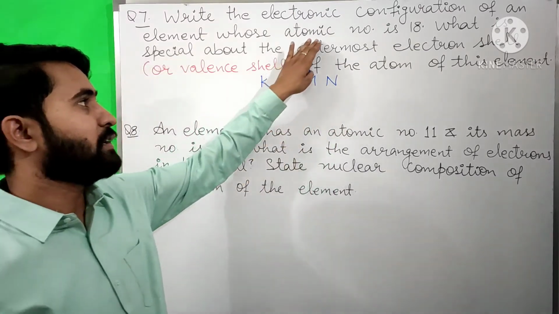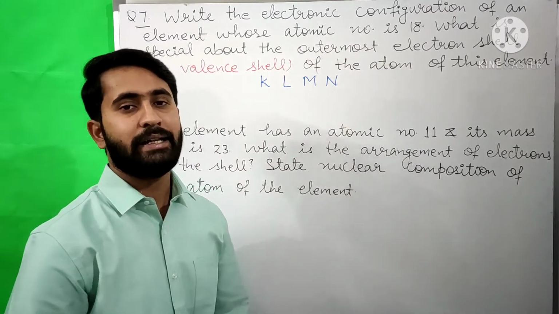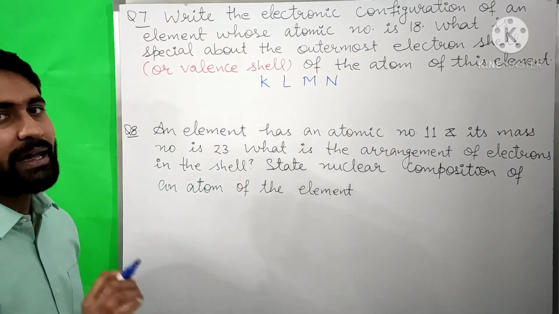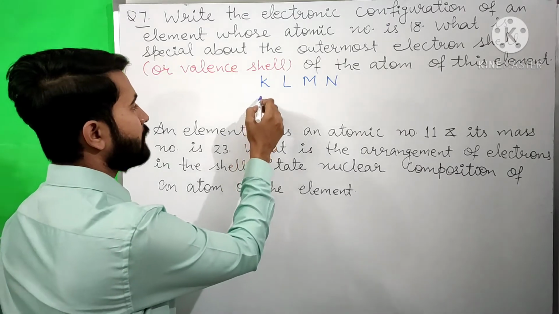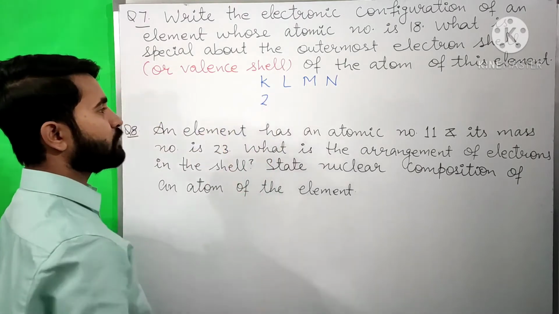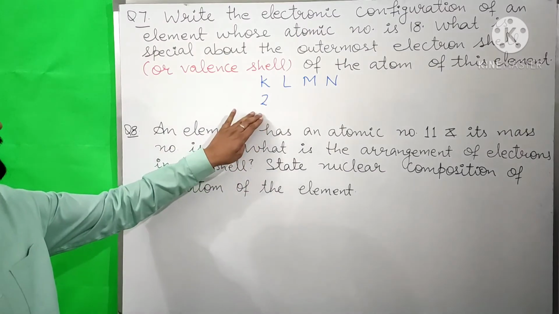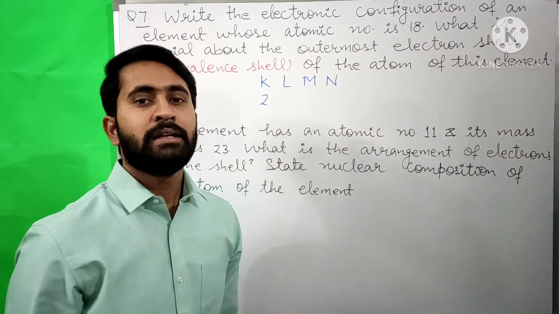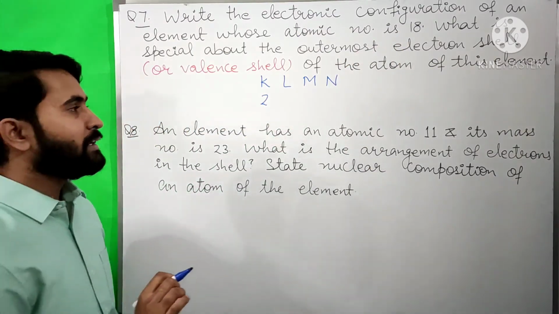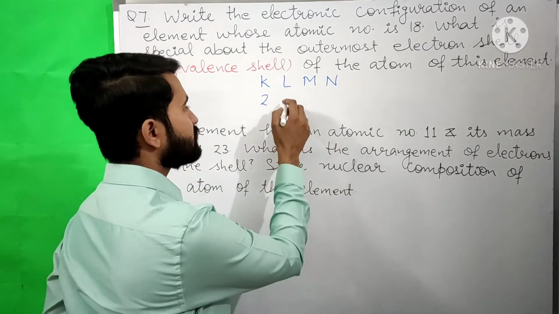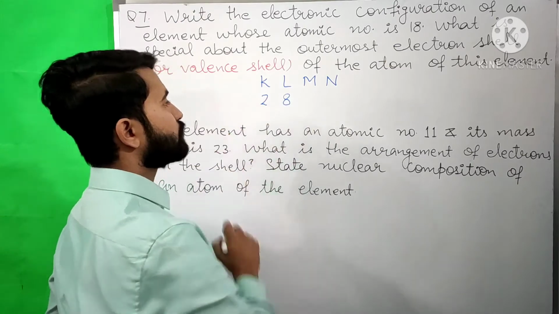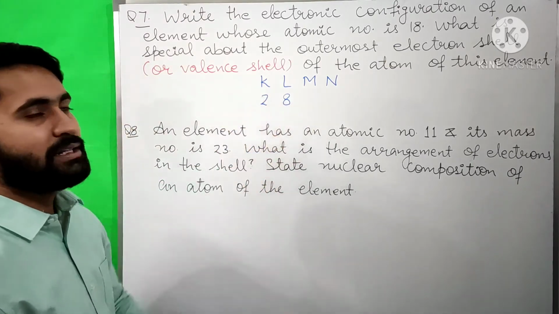Now the atomic number of this element is 18. So its atom will have 18 electrons in it. Now in the K shell, the maximum 2 electrons will come. Now if we subtract 2 from 18, 16 electrons are remaining. Now in the L shell, maximum 8 electrons can be accommodated. So 8 electrons will come in L shell.